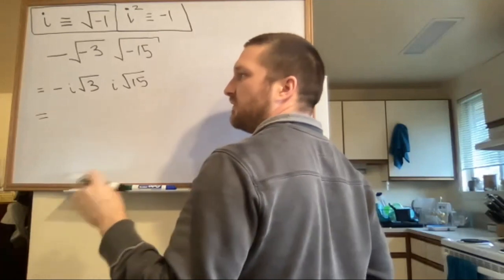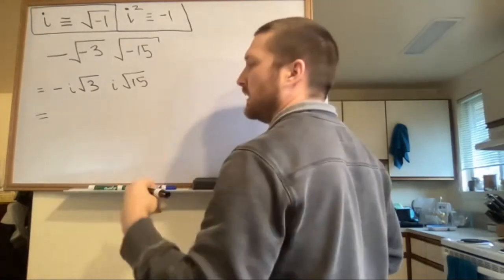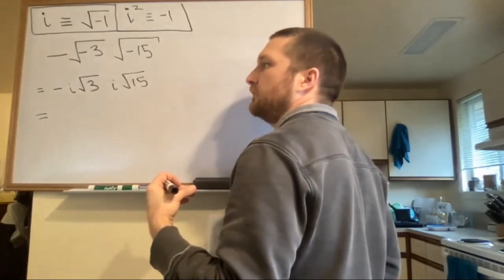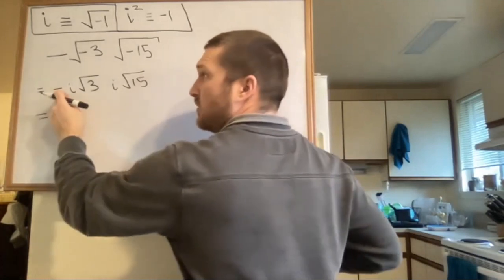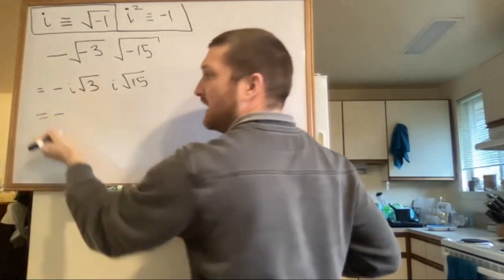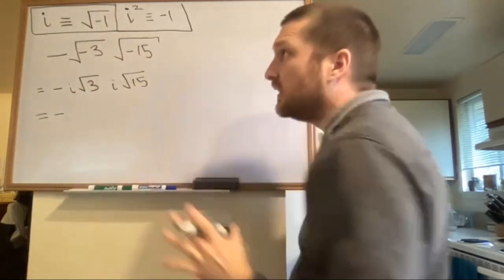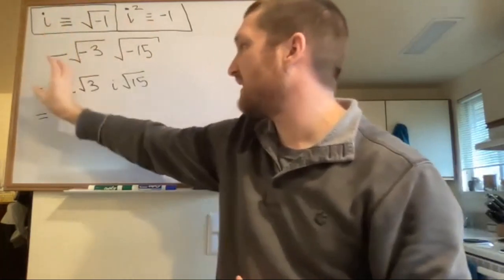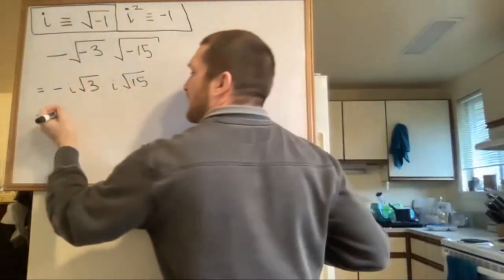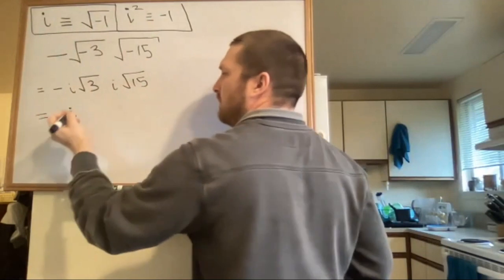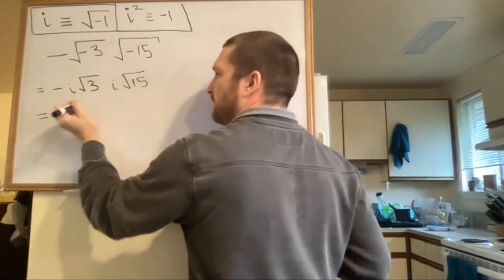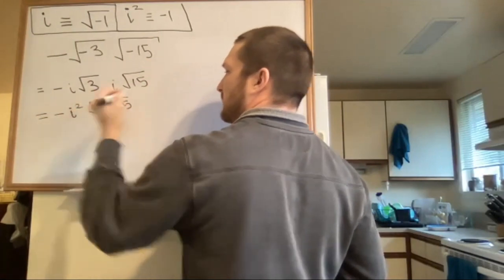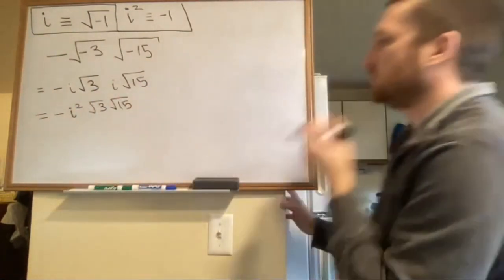I'm not looking for the final answer, just the next step. What can we combine? The i's. Let's combine the i's. Notice that negative sign. I'm going to make that negative sign just follow me down, because really, that's a negative one out in front, a negative one times all this stuff. That negative is just coming along. And we combine the i's, and that gives me i to what power? We're just going to do this one step at a time.